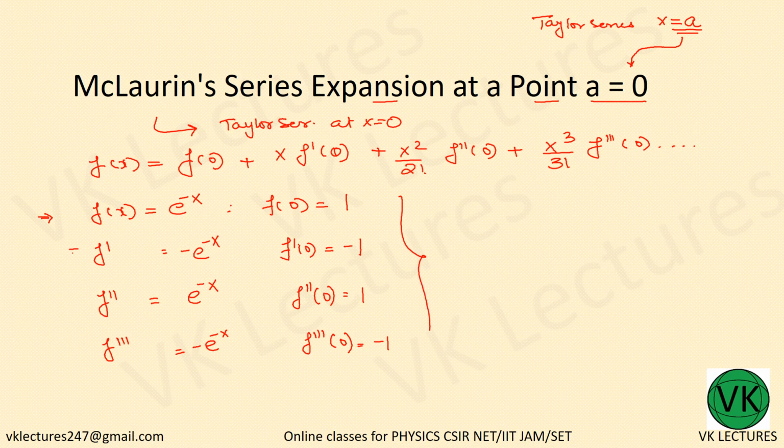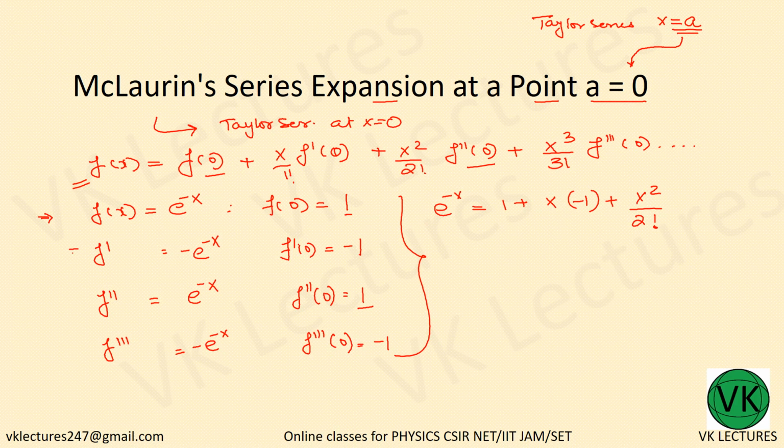So how will you write the function? For the function we need this, so e to the power minus x can be written as 1, that is f of naught, plus x times f dash of 0, f dash of 0 is minus 1, so minus 1 by 1 factorial is there, but we need not write it, okay, plus here x square by 2 factorial into f double dash of 0. What is f double dash of 0?